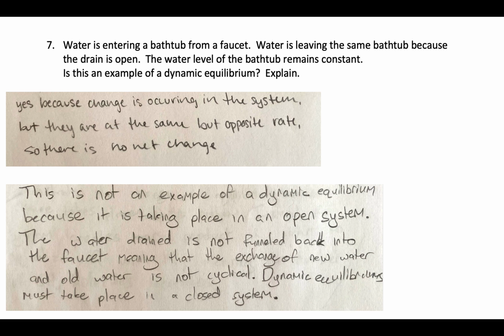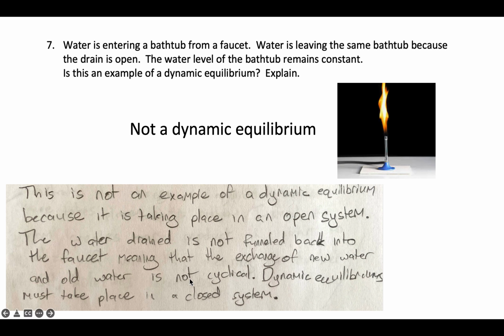We do not have equal and opposite dynamic processes taking place. We have two different processes. We have water leaving at the bottom and water entering at the top. And so if you have an open system like this, you can't have dynamic equilibrium. I agree with the second example.